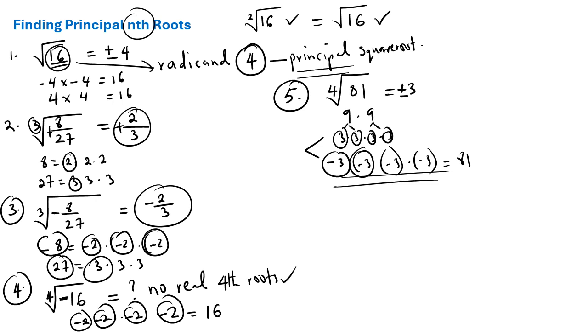If it's the principal fourth root, then the radicand is positive. So that means I get to keep just a +3. That would be the principal fourth root for that one.